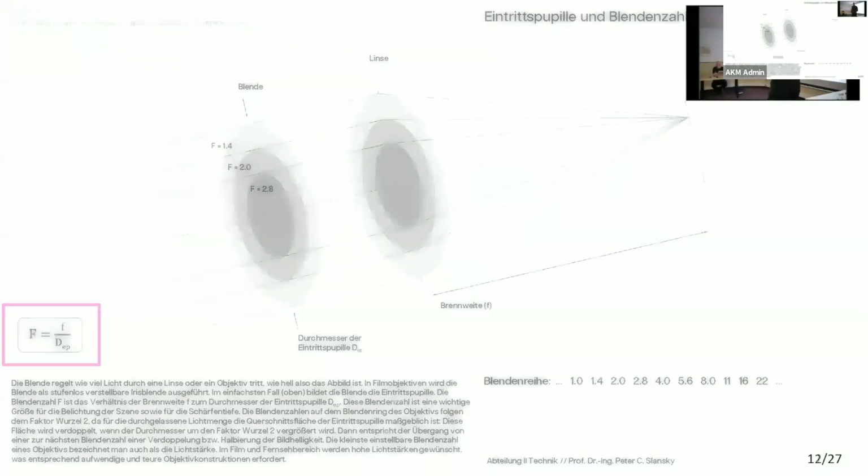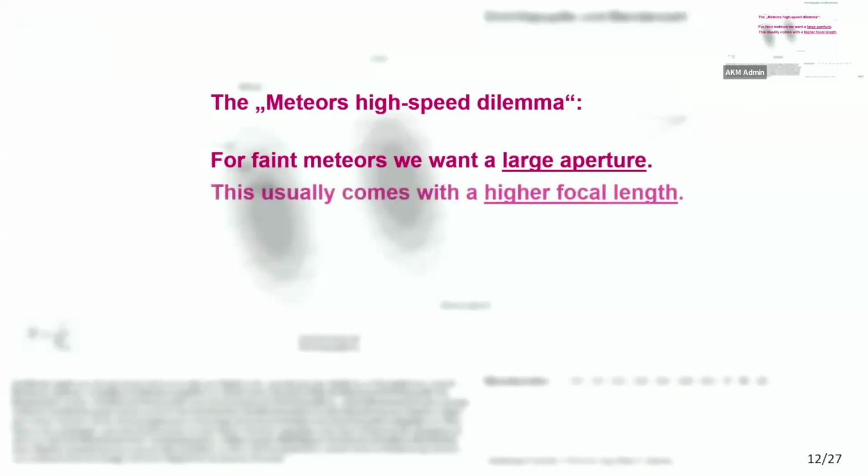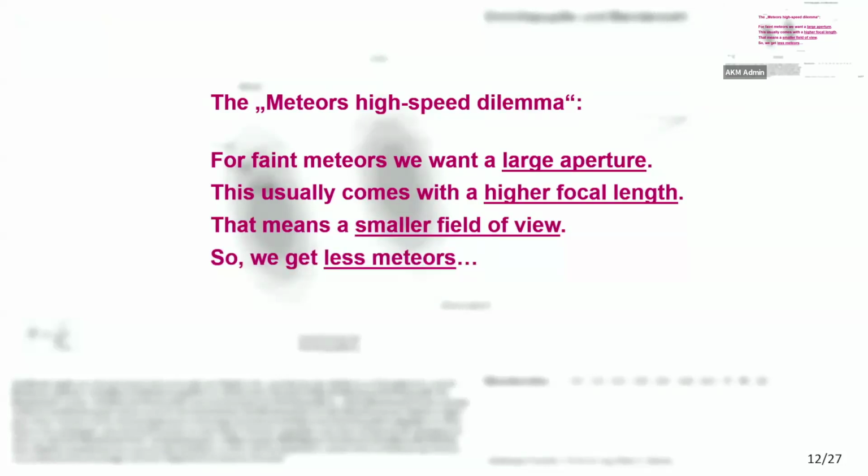Okay, I skipped that for time reasons. So that puts us into a dilemma. I call it the meteors' high-speed dilemma, to make a dramatic effect here and a big takeaway for you all. Faint meteors: we want large aperture, even bigger telescopes, of course. But usually this comes with higher focal length due to the speed. That means a smaller field of view, and that means fewer meteors. And this is quite practical.